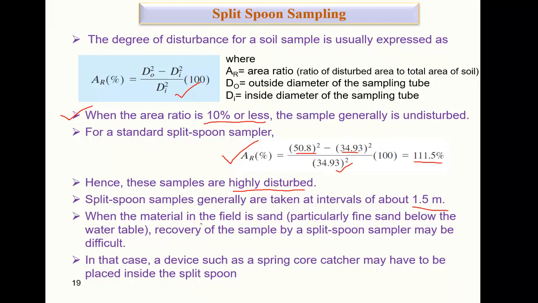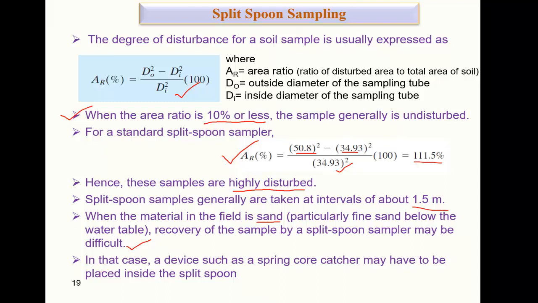When the material in the field is sand, particularly fine sand below the water table, suppose you already have the water table and you find the sample is sand, then recovery of the samples by a split spoon sampler may be difficult. The sample is sand and water is still present, so there is a chance that the sample will wash away or flow away with the water. So what can you do?